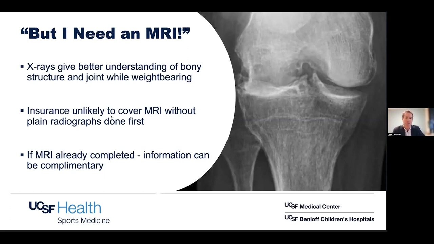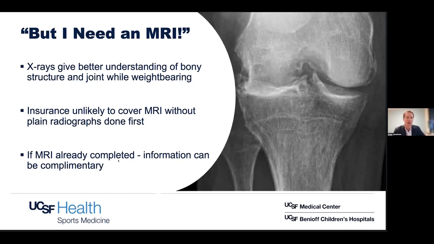Another point that's really important is insurance is unlikely to cover the MRI without plain radiographs done first. So if somebody is hesitant, this will be able to screen, we'll be able to see what that joint looks like and give a lot of good information. And we probably can't even get that other study approved without getting this information first.